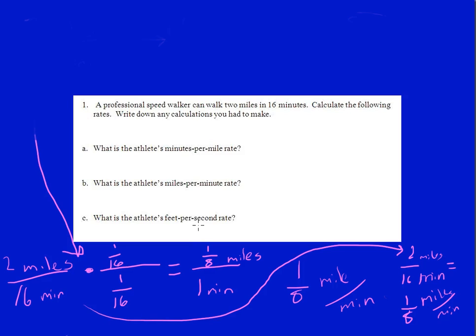What you want to note is you have feet, which is a distance on the top, and you have seconds on the bottom, or 1 second on the bottom. That's where we want to have it feet per 1 second. So you want to start your ratio out with your distance on top and your time on the bottom. So in this case, we have 2 miles per 16 minutes. And then we have to turn this into feet per second.